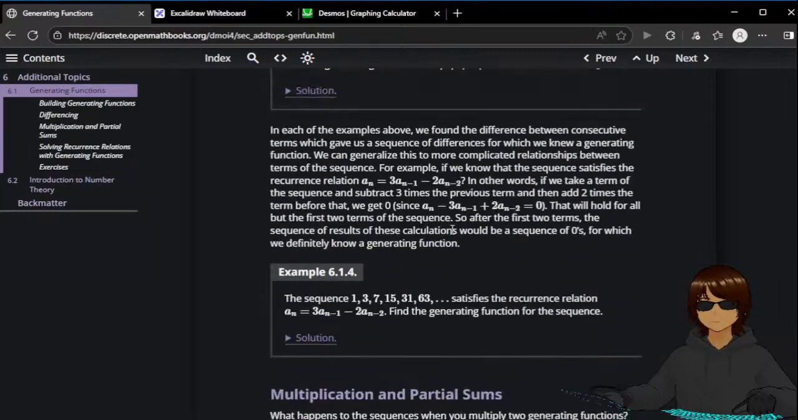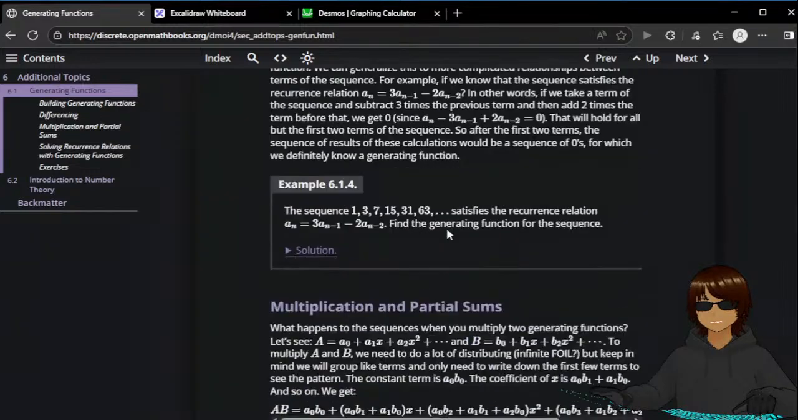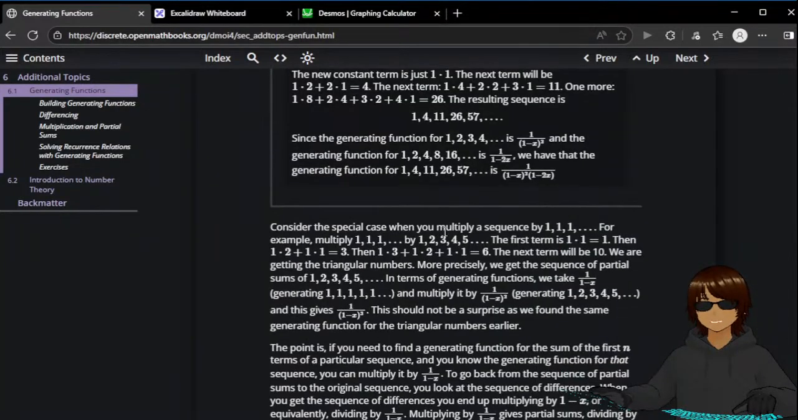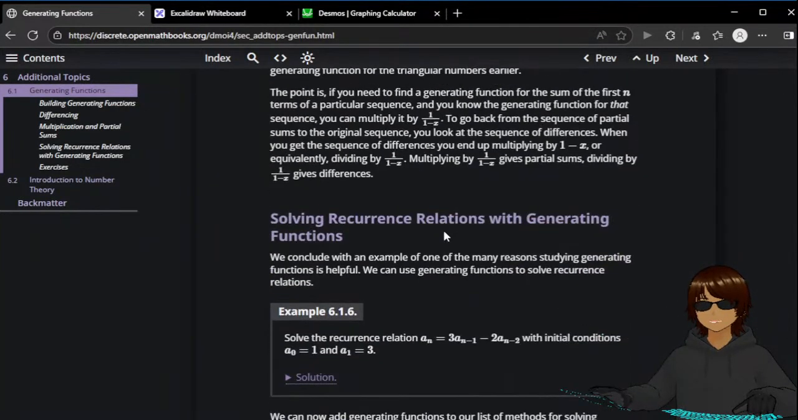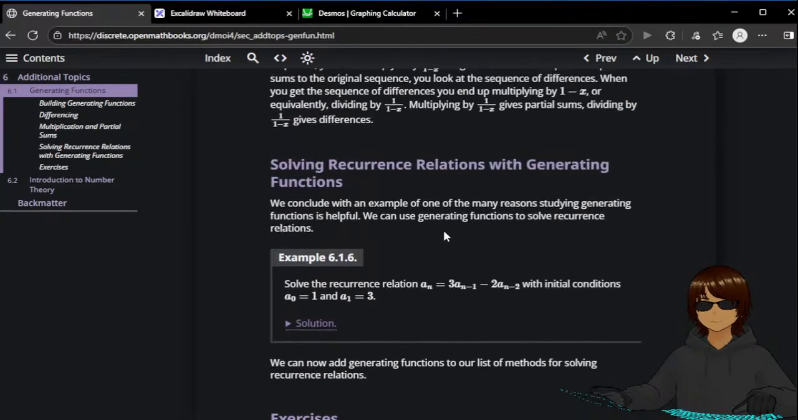I'm rushing through this because I don't really understand the use of generating functions. I think maybe I'll go more in depth later on.